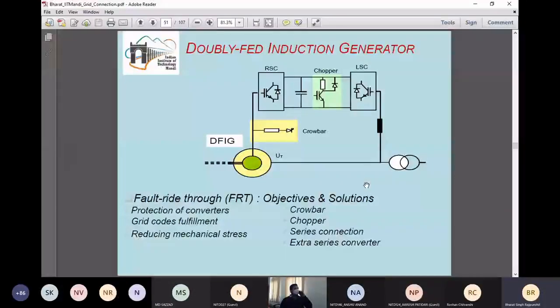So it means by utilizing this rotor side converter, the active and reactive power of the stator can be controlled, and this is the prime objective of this rotor side converter.